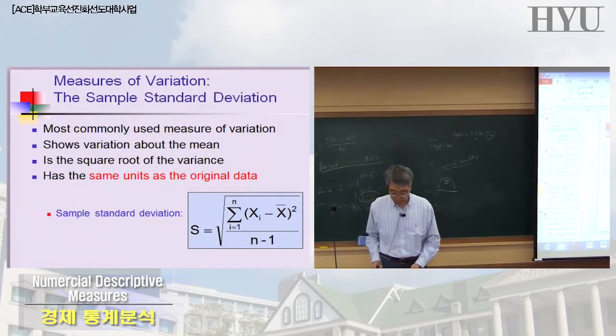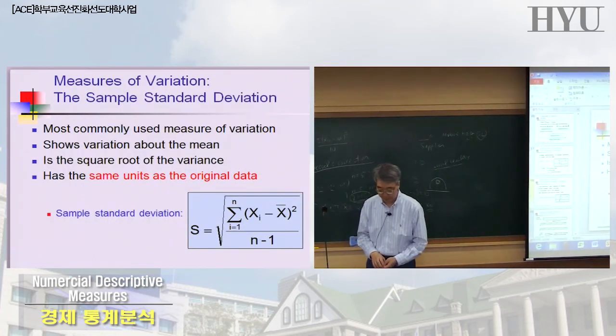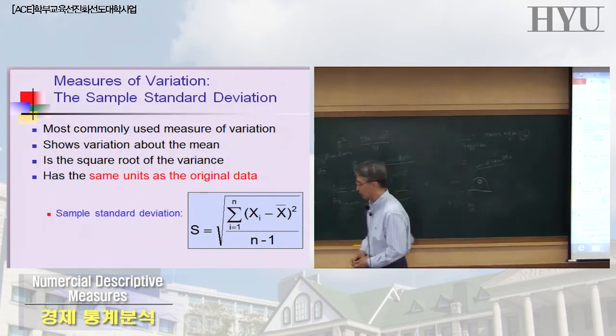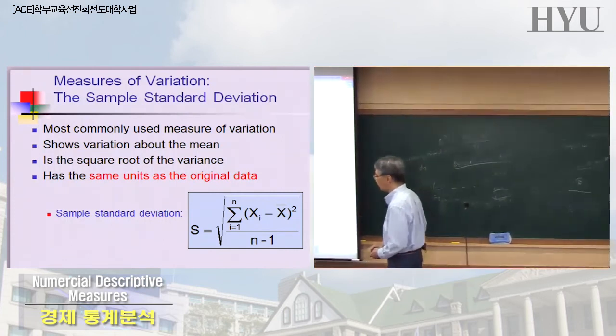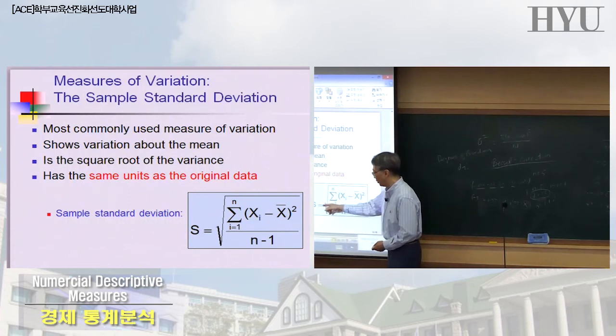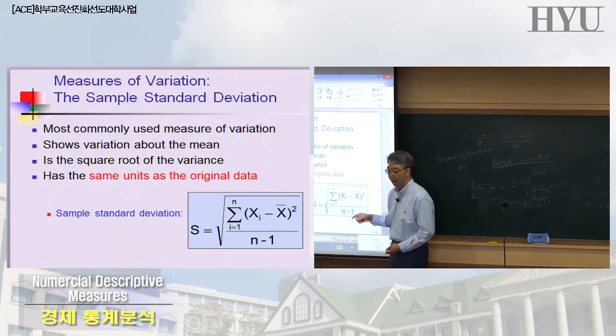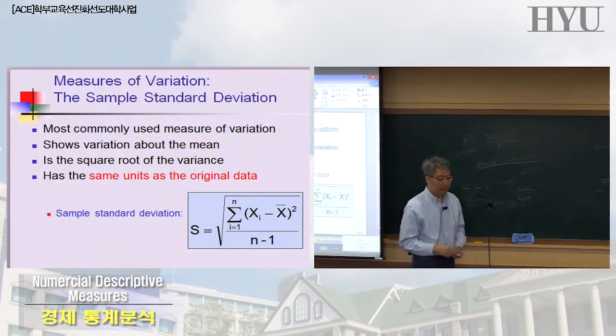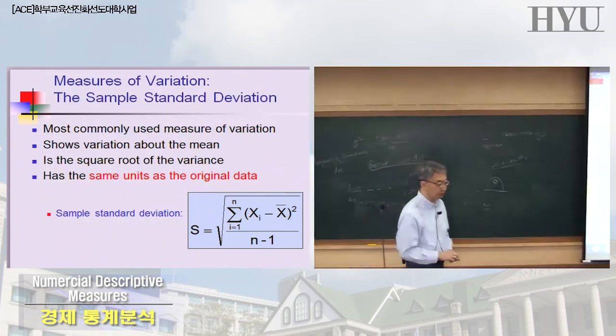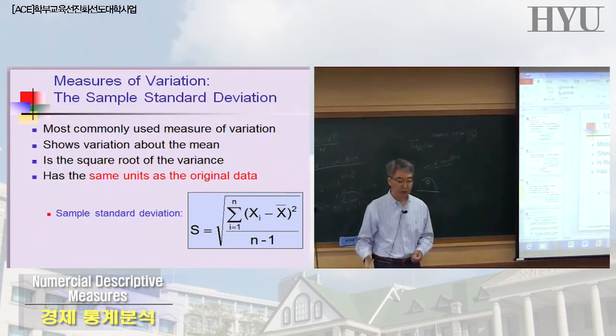Since we talk about variance, we can easily talk about standard deviation. Standard deviation is simply the square root of the variance. So in order to calculate the standard deviation, you have to calculate variance first. It's simply the square root of variance.